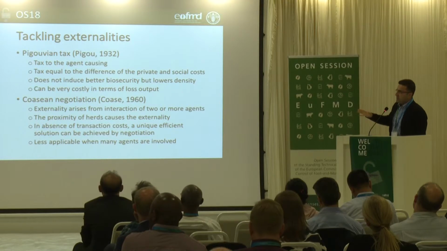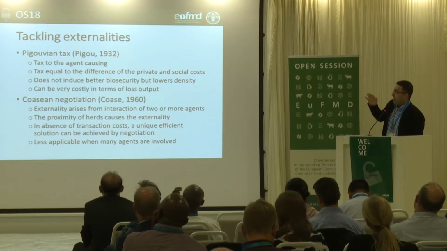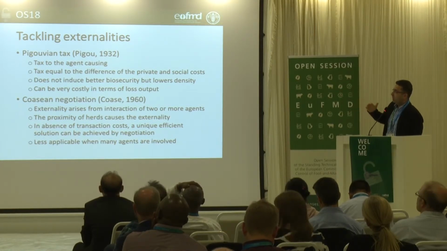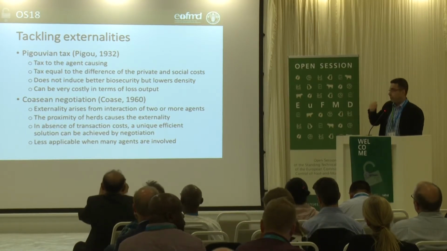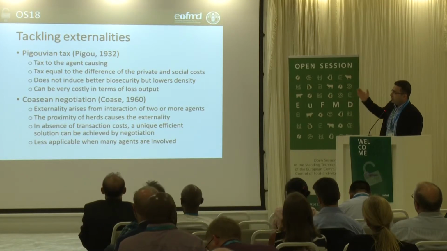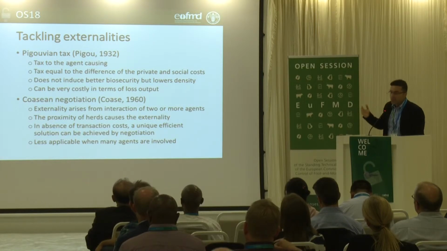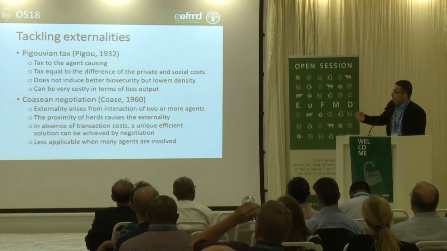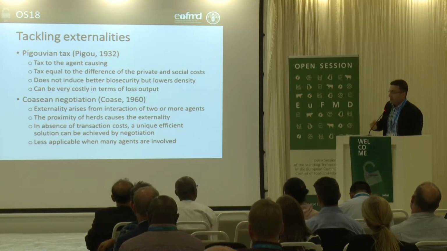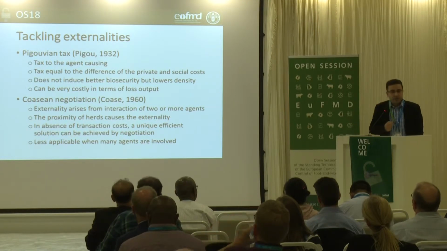So, tackling the externalities: if we go back to the economics literature, we see there are different approaches. For example, one approach is taxing the agent who is causing the problem. Often the tax equals the difference between the private and social costs, and does not induce better biosecurity. If we tax those who are imposing the disease or have lower biosecurity, it lowers the density of production, and it can be very costly.